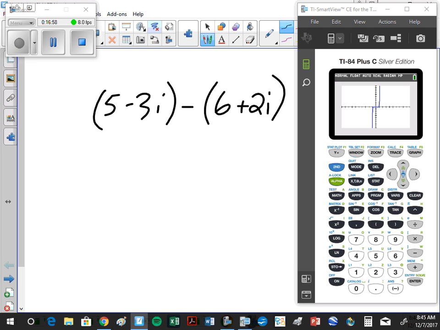This one is a subtraction problem. So I like to change this subtraction to a plus, and then I'm going to change both of these. Negative, negative. Okay. Now I just do 5 minus 6 is negative 1. Negative 3 minus 2 is negative 5i. Do we think we can handle those?